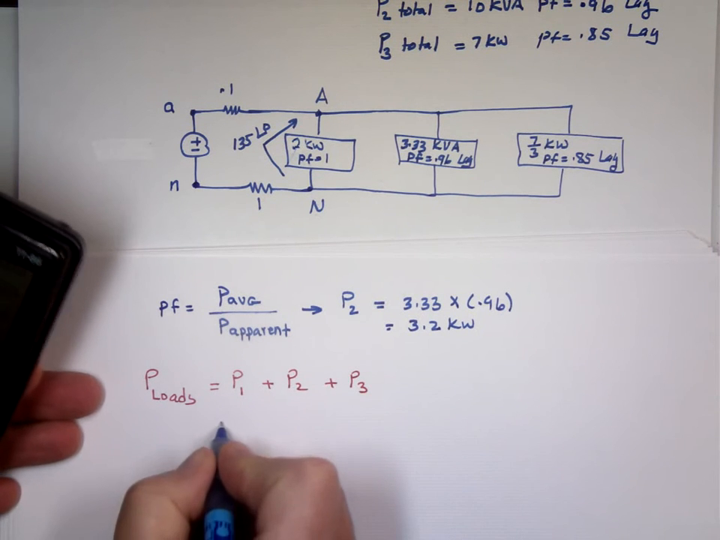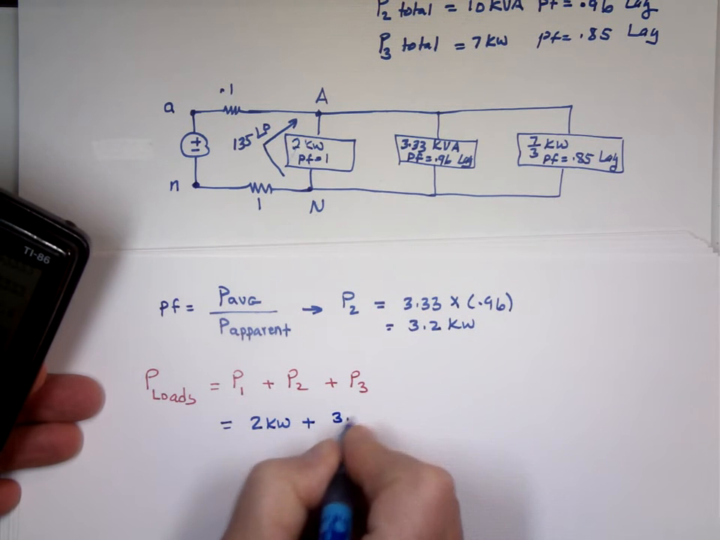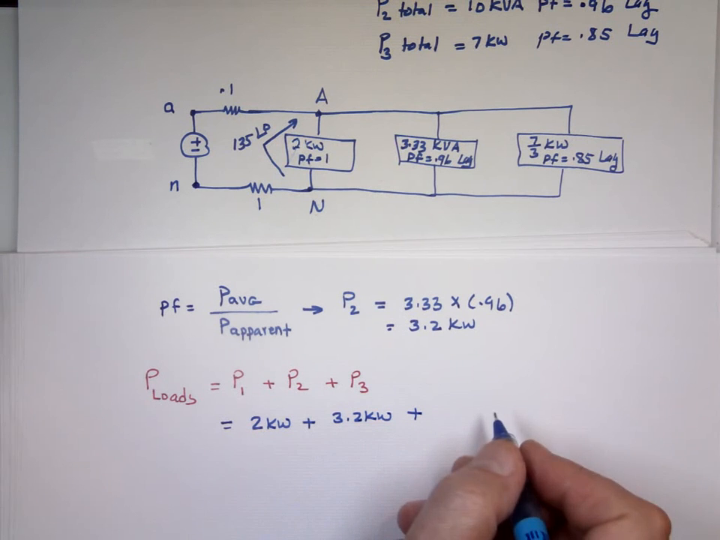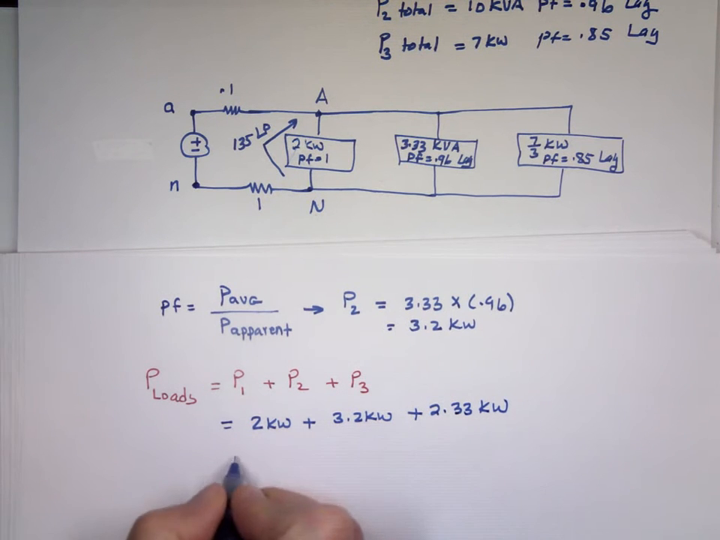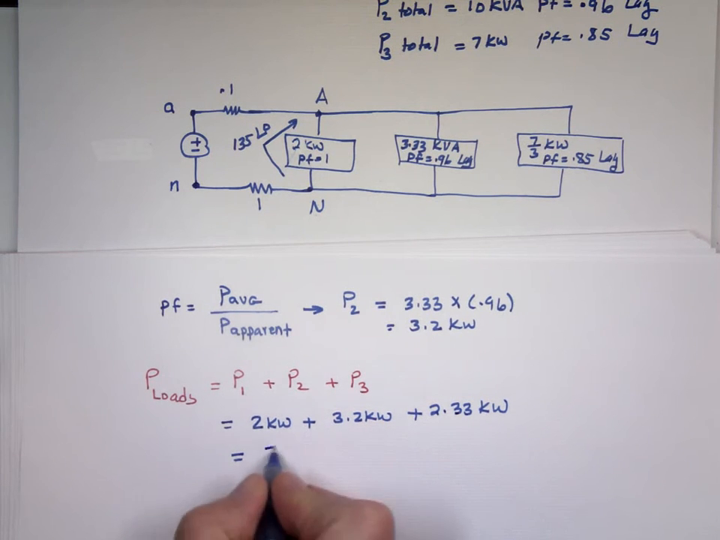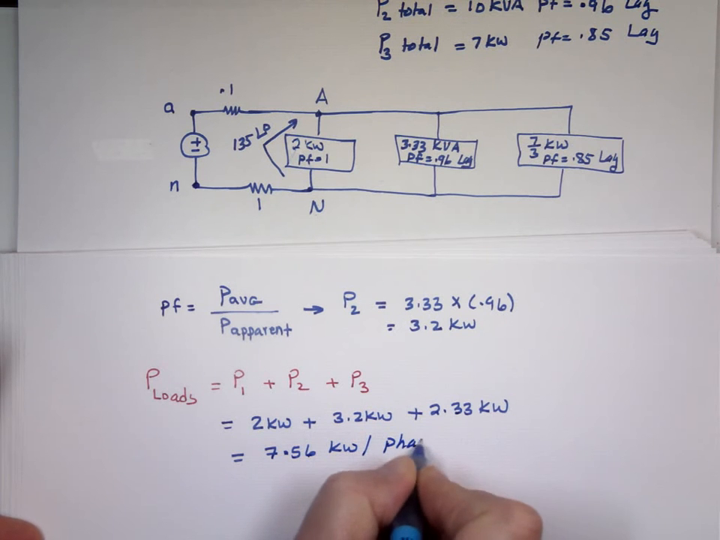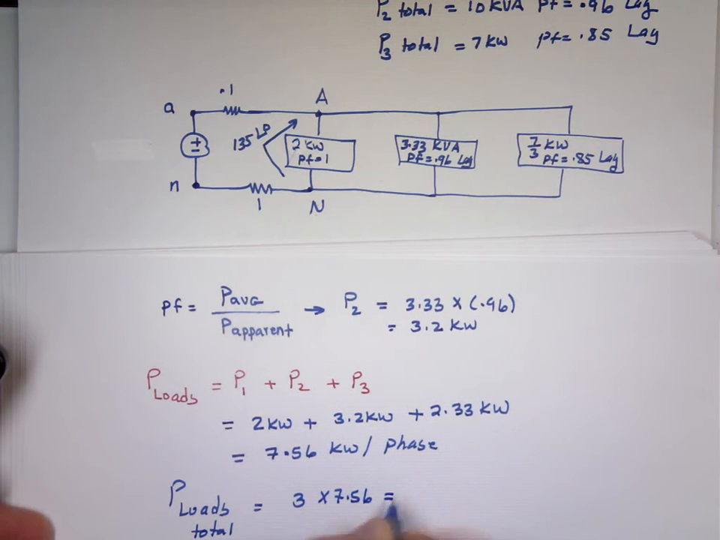So we have what? Per phase here, we have 2,002 kilowatts. We have 3.2 kilowatts for the second one. And the last one, we said, what was it? 7 divided by 3, is that 2.33? So let's add them. 7.56 kilowatts per phase. So what's the peak load's total here? We have three sets of them. 3 times 7.56, which is 22.6 kilowatts.